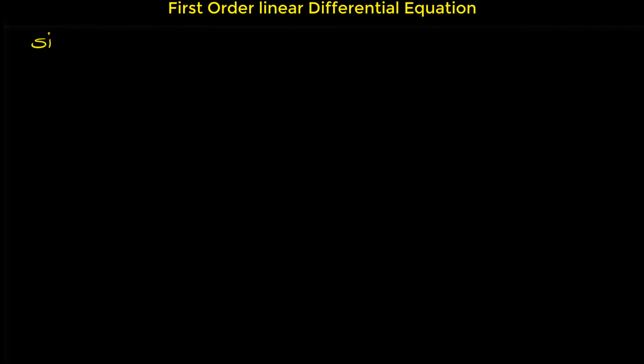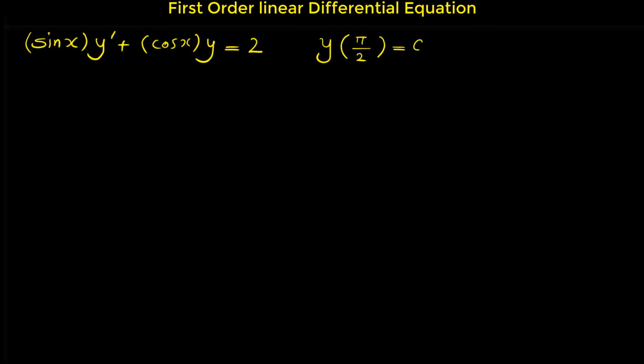In this example, we want to solve this equation: sine of x times y prime plus cosine of x times y equals 2. And in this equation, we have this initial condition: y at pi over 2 equals 0. So we have an initial condition for this differential equation, and so we can find the particular solution for this differential equation.